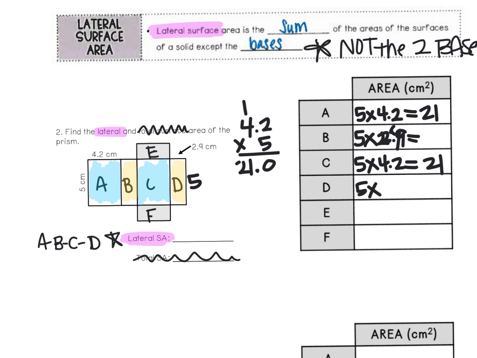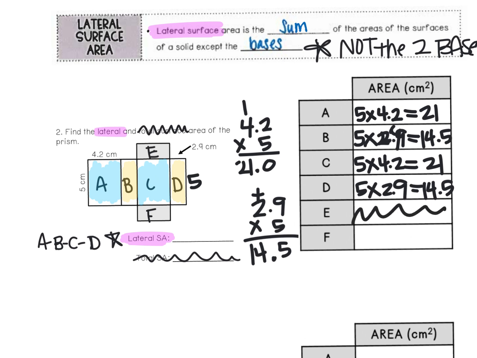Okay, again, that's one I don't just know, so I'm going to do 2.9 because it has more digits times 5 on top. Got to put my decimal in, so that makes 14.5 for both of those. Then remember, we're not doing the bases, so I can scribble that out. I don't need the area of E and F.